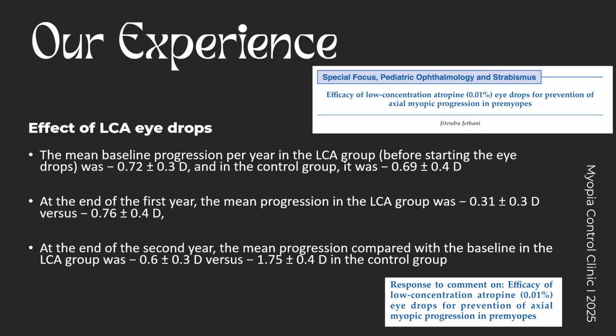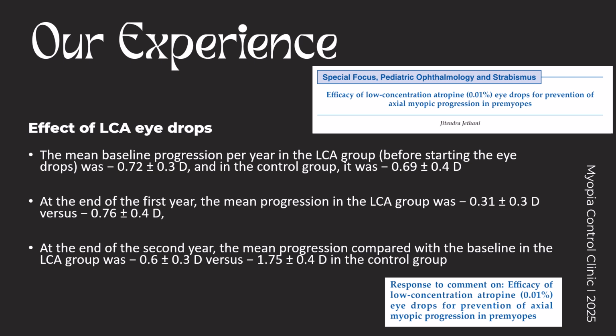And we found that the baseline progression. So we went only and only for progression; all the patients before starting the drops did have baseline progression, and at the end of first year the mean progression in the low concentration atropine group went down by minus 0.31 versus 0.76 in the control group, which was already progressing by 0.69. So there was no change. It was progressing at almost 0.69 and kept on progressing even afterwards, after the first year, because those patients did not put low concentration atropine.